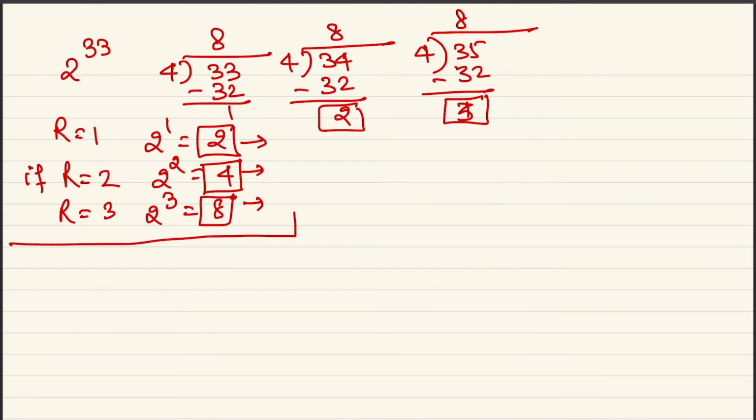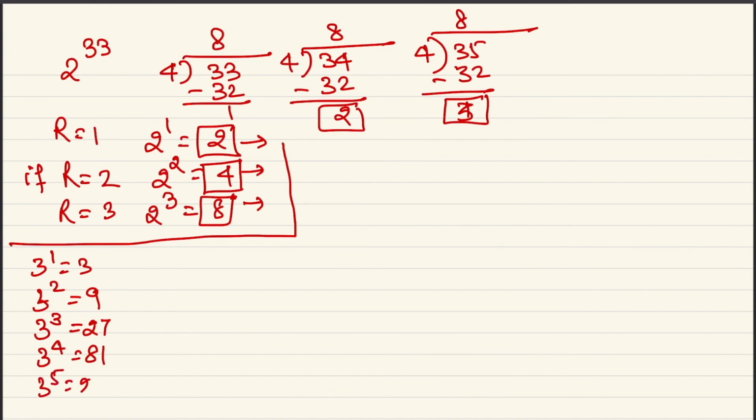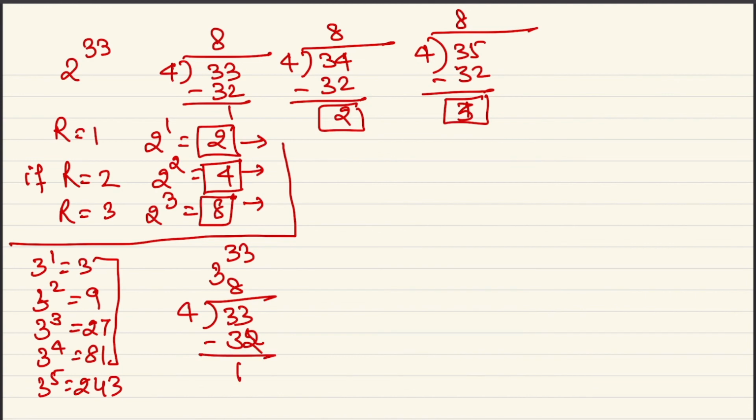Now what is the case of 3? 3 also follows a cyclicity of 4. If I write 3 power 1 is 3, 3 square is 9, 3 cube is 27, and 3 power 4 is 81, then 3 power 5 is 243. So you will see the digits start repeating after the 4 cycle. So we again have to divide the power by 4. Suppose I want to find 3 power 33, then divide 33 by 4, 32, remainder 1. So I will write 3 to the power 1. The unit digit will be 3.